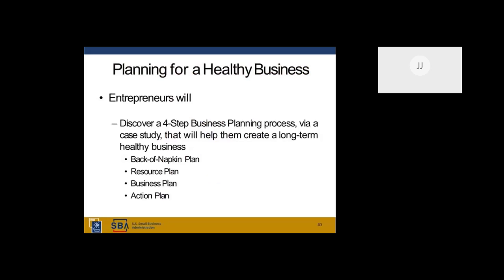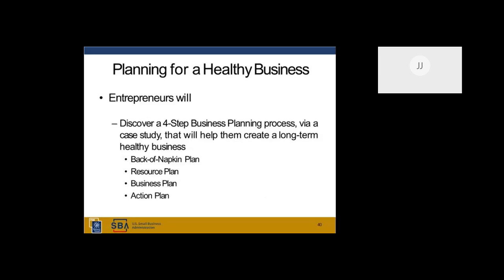We do recommend offering this module as a second stage in a program, again, if you're trying to customize a program, basically because it covers 4 different forms of planning, from simple planning to the complex planning for a business. By the end of the module, entrepreneurs will discover what we call a 4-step business planning process. And they're going to walk through this process via a case study in the module. And it's really designed to help them think about and create a long-term healthy business.